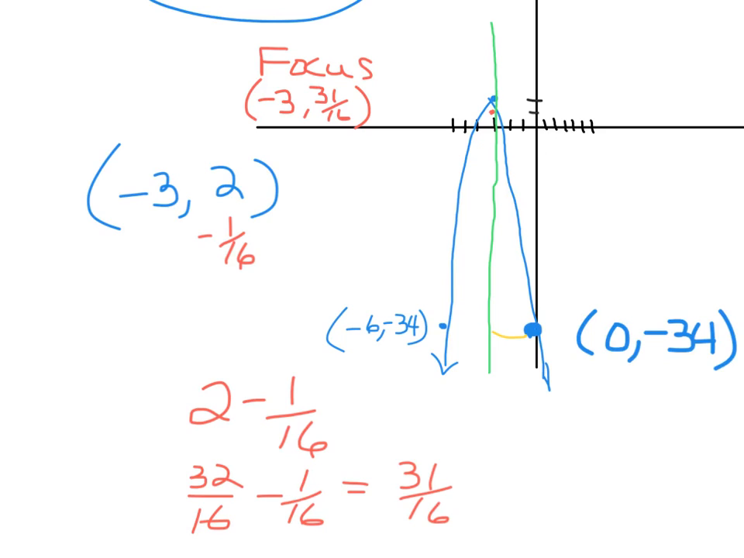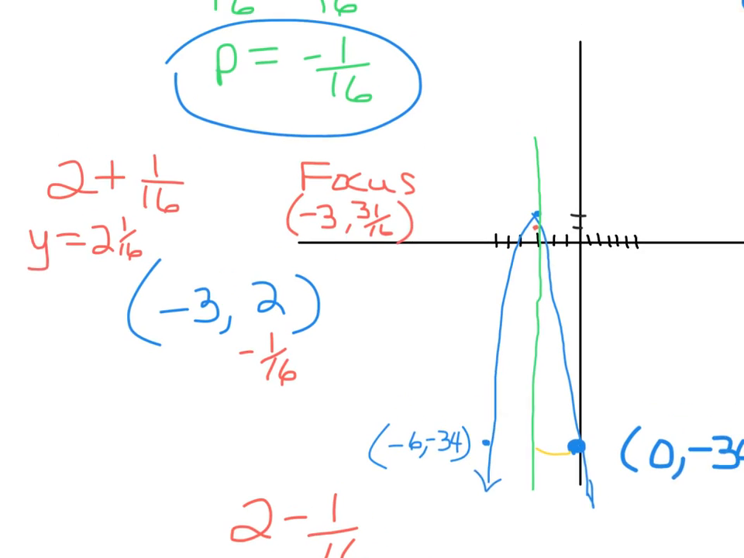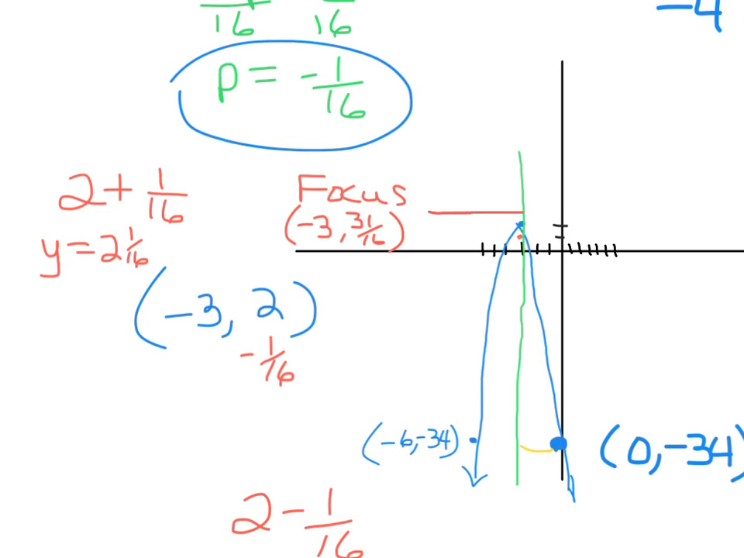The directrix is going to be the opposite of P, so I'm going to actually add 2 plus 1/16. So my directrix equation is going to be y equals 2 and 1/16, just above this. And you can just label what it's supposed to be. If you made it improper, it would be 33/16. And it's y equals.